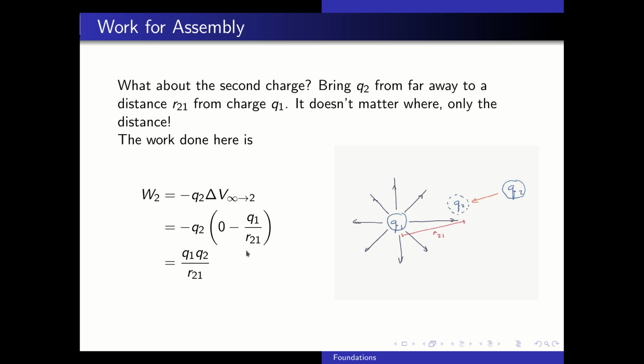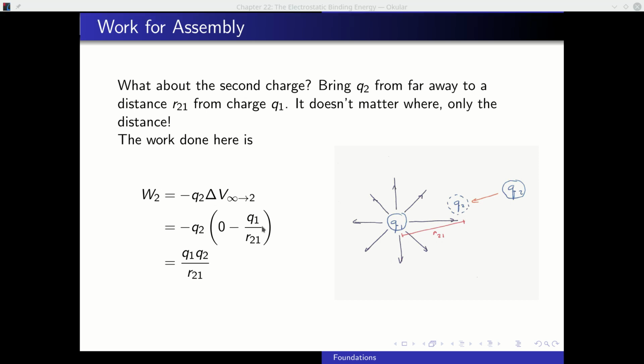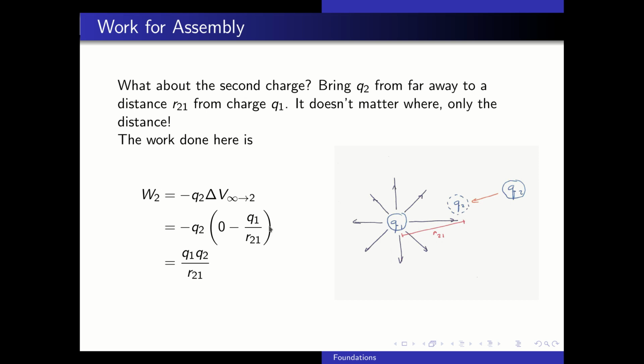Now, I must apologize here. I realize that I have written this term backwards. This should be reversed, because when we write delta V, it should be final minus initial. The initial position is at infinity, which is 0. The final position looks like that Q1 over R21 term. So these two terms are reversed, and the sign of this is incorrect. I apologize for that, and I just realized it now, and I don't want to remake the video or do edits, so I'm just telling you to fix that in your notes.